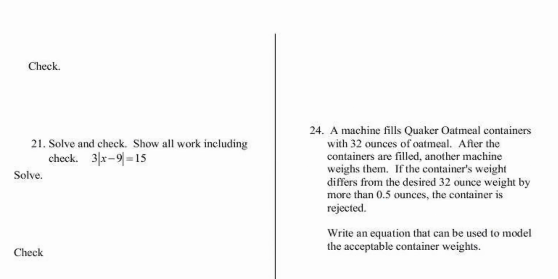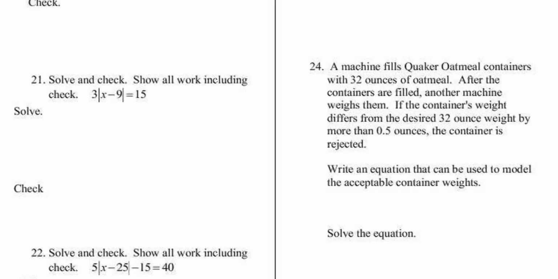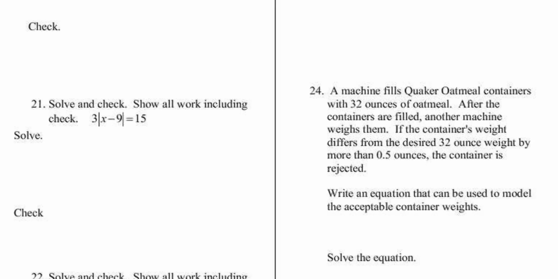On the back side, we're asked to check it. So the way we check it is we plug our value back into the original function, which was 3 times the absolute value of g equals 15, and we make sure that everything works. So we're going to check positive 5 first. So 3 times the absolute value of 5 is 15.